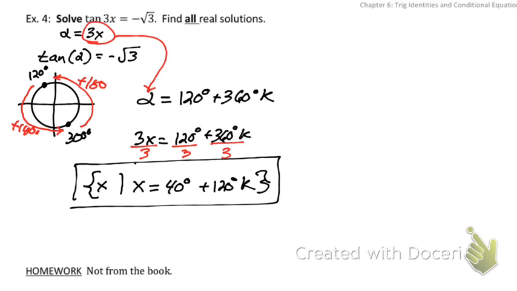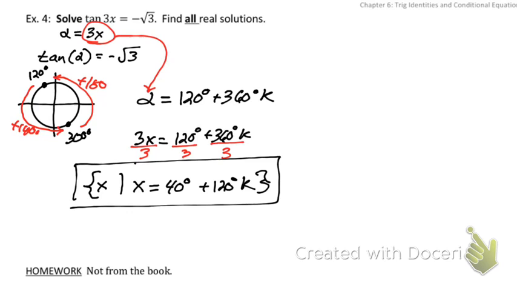Here's a really smart thing to do. Check your answer. Because you can reverse engineer what's happening here. If I plug 40 in here, 3 times 40 is 120. 120 is where it equals negative square root of 3. That's all I'm asking you to do. I'm asking you to find where tangent is equal to negative square root of 3, and then divide by 3, because it's 3 times whatever number you need to have. 3 times 40 works. All right. Questions on that?